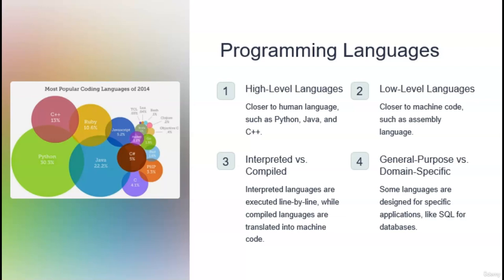Next come interpreted versus compiled languages. Programming languages can also be classified as interpreted or compiled. Interpreted languages, like Python, are executed line by line by an interpreter. Compiled languages like C++ are translated into machine code by a compiler before they're run. And lastly, general purpose versus domain-specific languages. Some programming languages are general purpose, meaning they can be used for different types of tasks. Others are domain-specific, meaning they are designed for a specific type of work. For example, SQL is a domain-specific language that's used for managing databases.